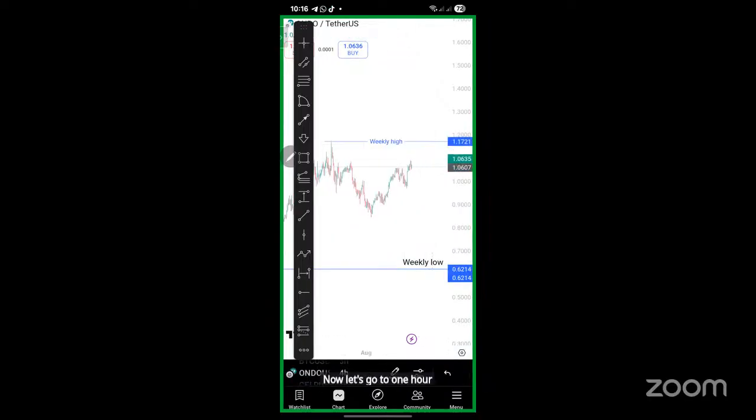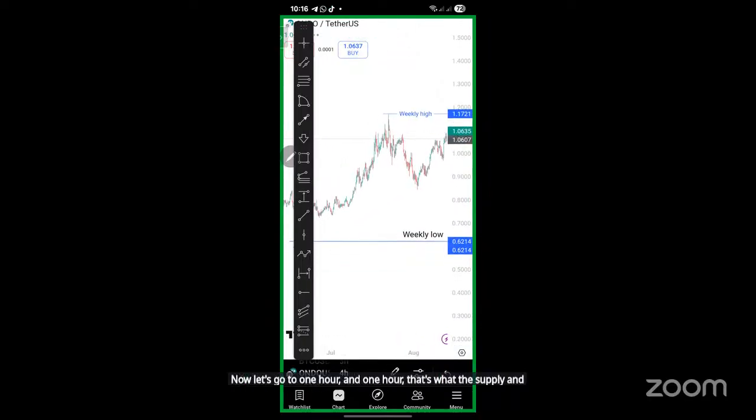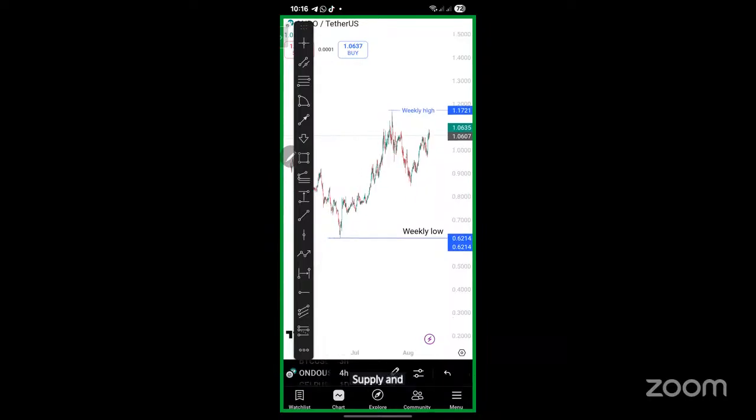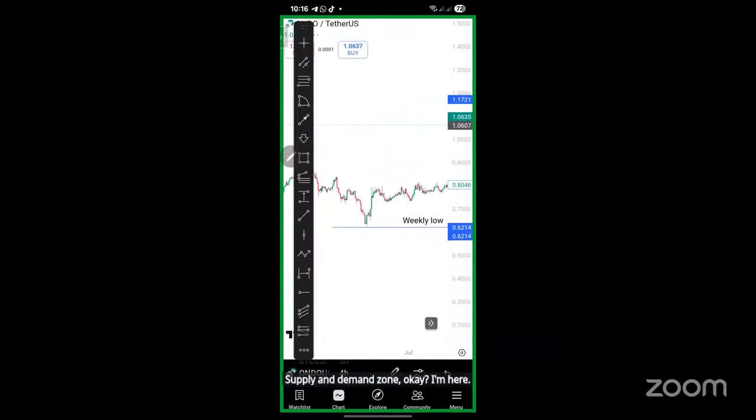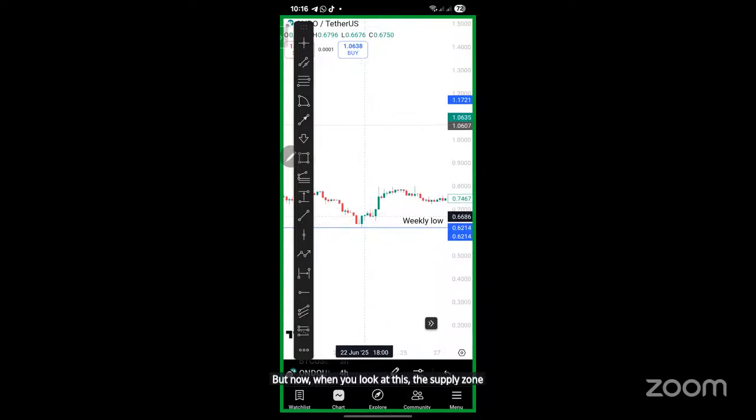On the 1 hour, we just want the supply and the demand zone. Okay, I'm here. Enlarge it like this. And this is our tip. When you look at this, the supply zone could be around here, but we can take the area now.